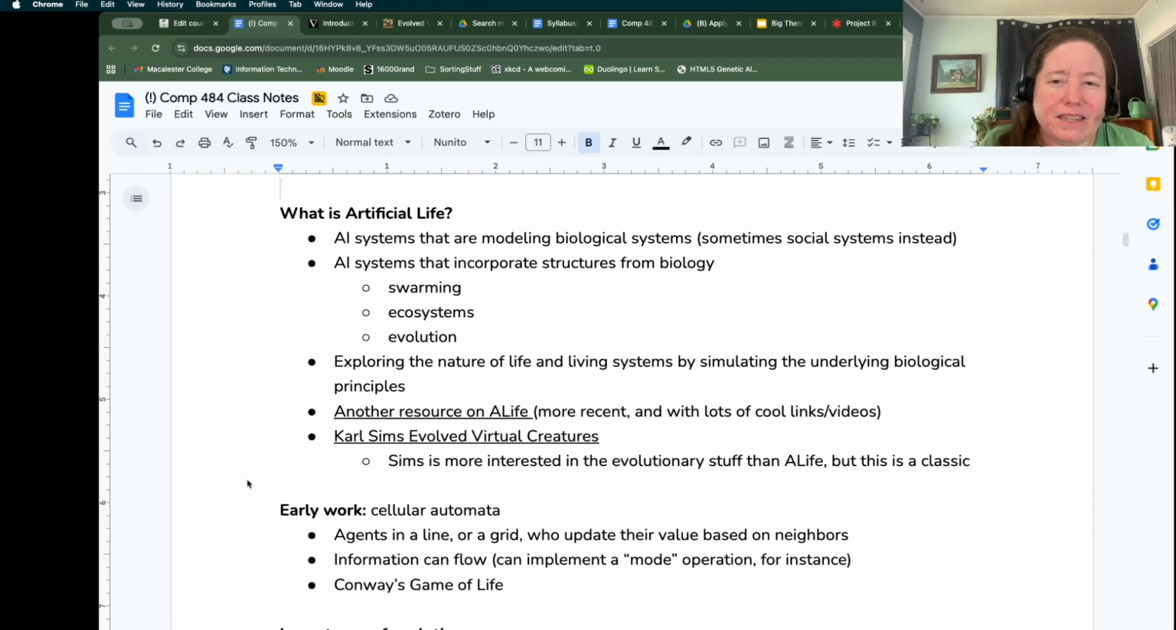So, AI systems that model biological systems or social systems are considered artificial life. They might incorporate structures from biology, swarming, ecosystems, evolution, as I've mentioned before. They are exploring the nature of life and living systems by simulating the underlying biological principles. So these are all sort of different perspectives on what artificial life is all about.